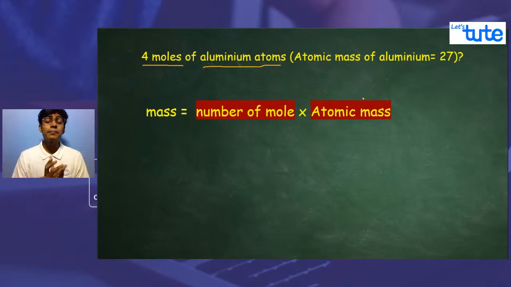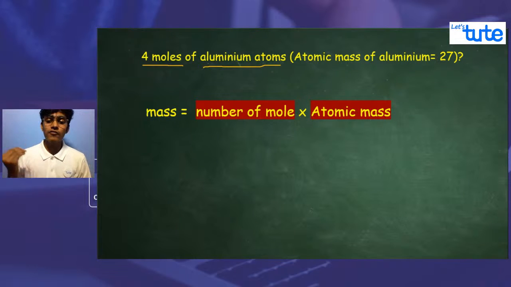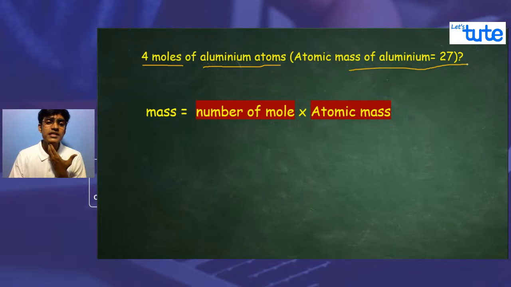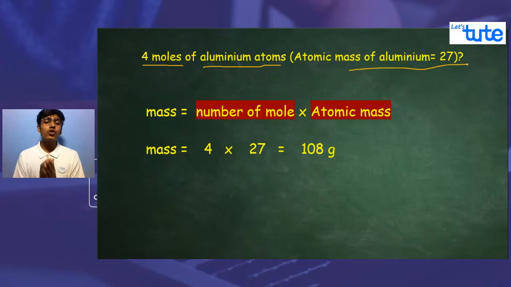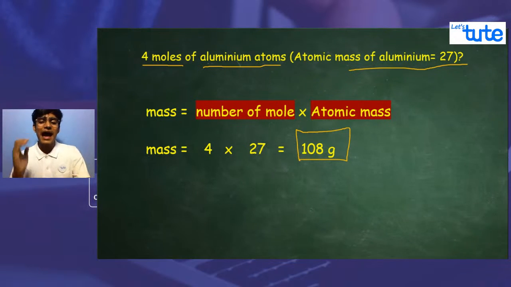So whatever is the atomic mass of the particular element, we just multiply it by the number of moles. In this condition, we have 4 as the number of moles. And what is the atomic mass? The atomic mass of aluminium is given to us as 27 U. So the atomic mass of aluminium is 27 U and the number of moles is 4. We simply multiply both of them and we get our mass in grams. Please remember the mass will always be in grams. This is the mass of 4 moles of aluminium atoms.